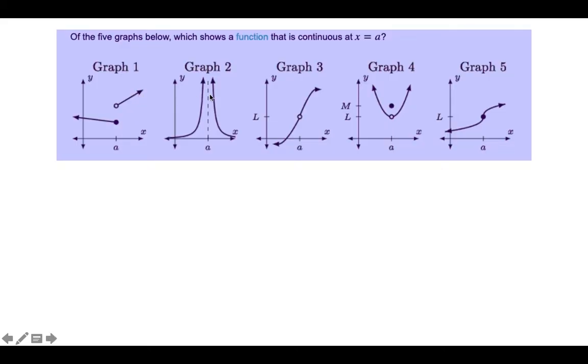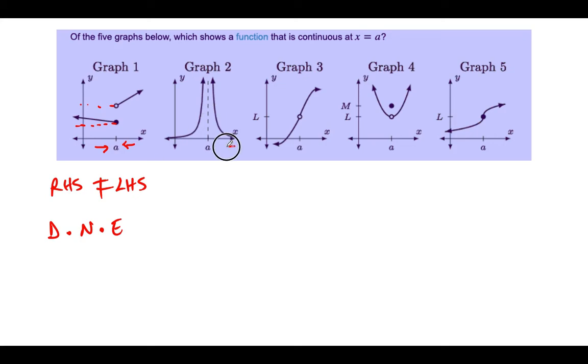Now, when we look at these graphs, what can we say about that? Of the 5 graphs below, which shows a function that is continuous at x = a? So when we talk about these questions, it's clear that when we approach the number a from the right side and from the left side, the left side limit is here, the right side limit is here. So the right hand side limit is different than the left hand side limit, so the limit doesn't exist.